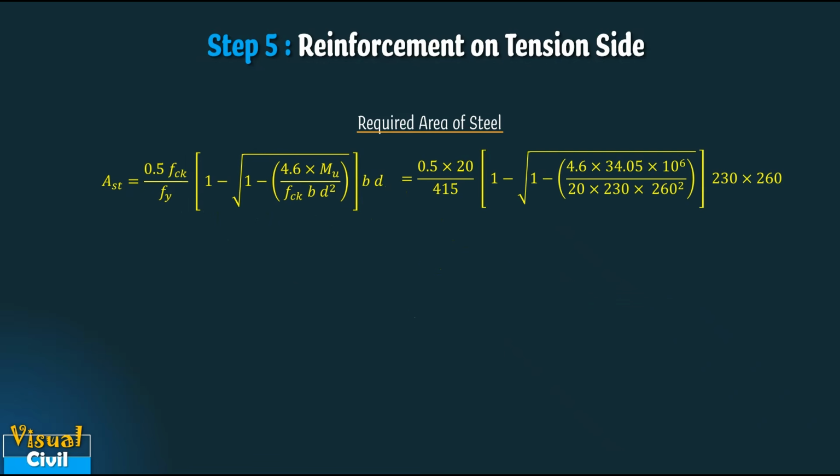Let us use equation number 2 to compute the required area of a steel. By putting all the required values in the equation, the area of a steel required on the tension side is equal to 425 mm square.